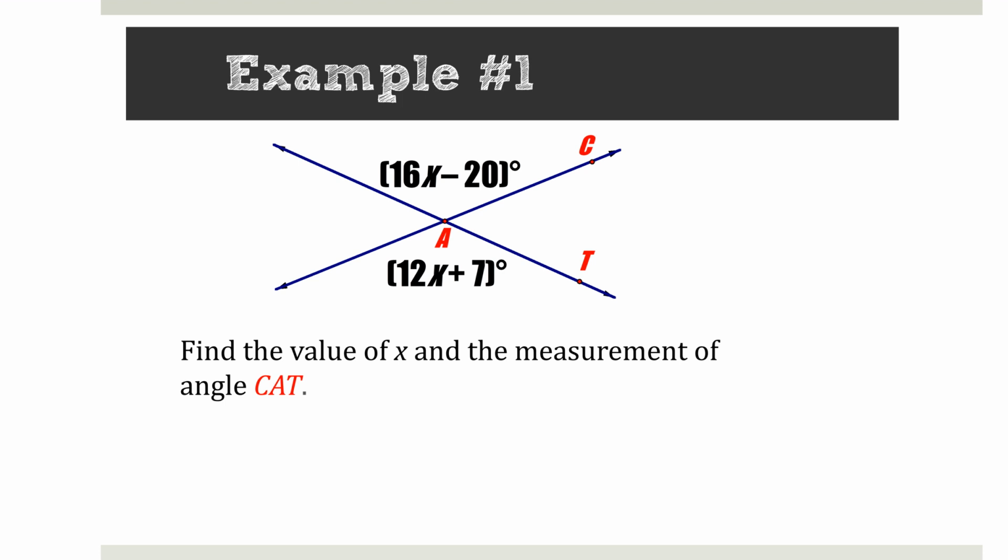Hold on. Do we all agree that x is 27/4? Oh, yeah. Okay. So then, if you plug 27/4 into this, what do you get? 88. So therefore, how big is CAT? 92.